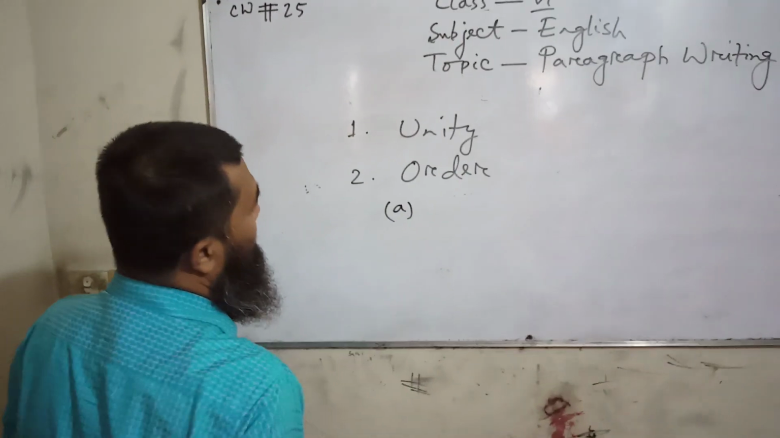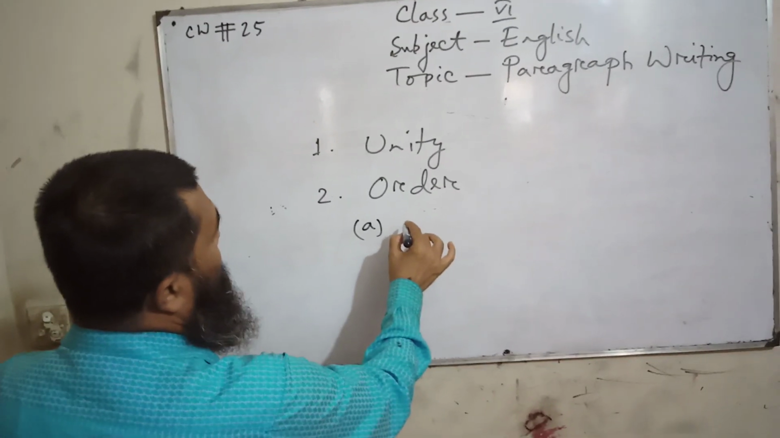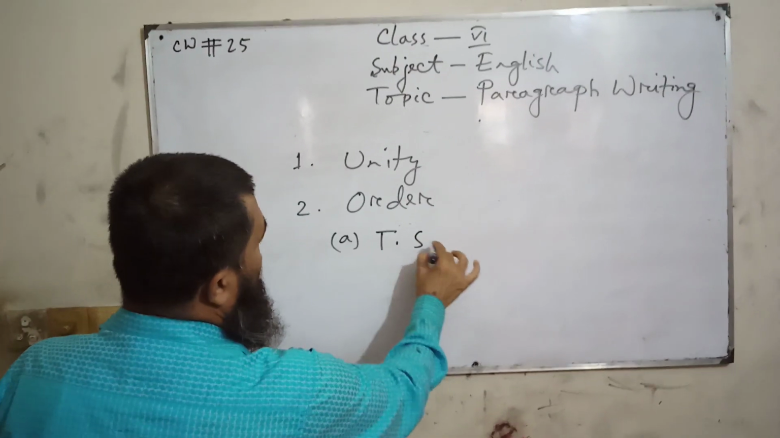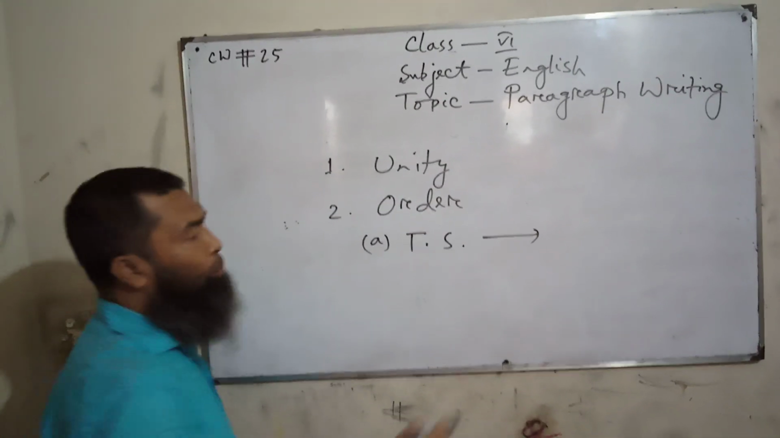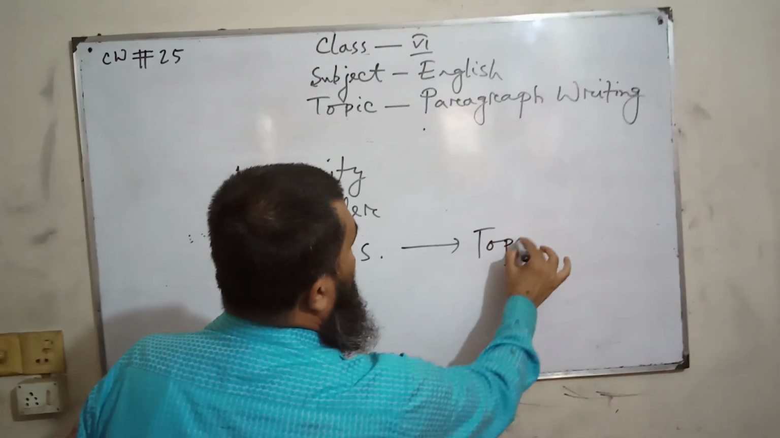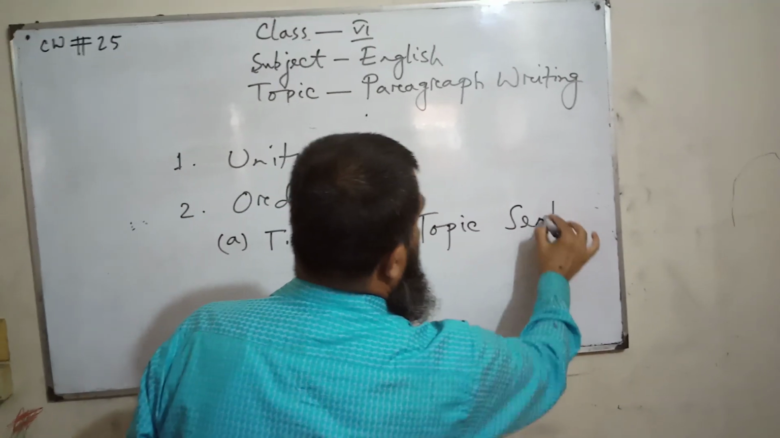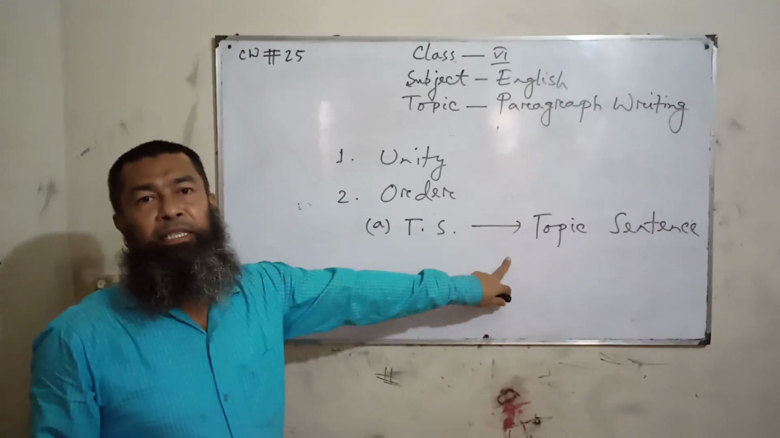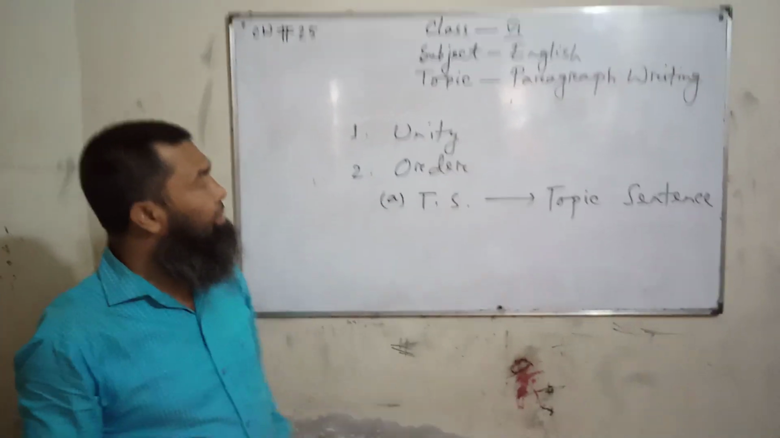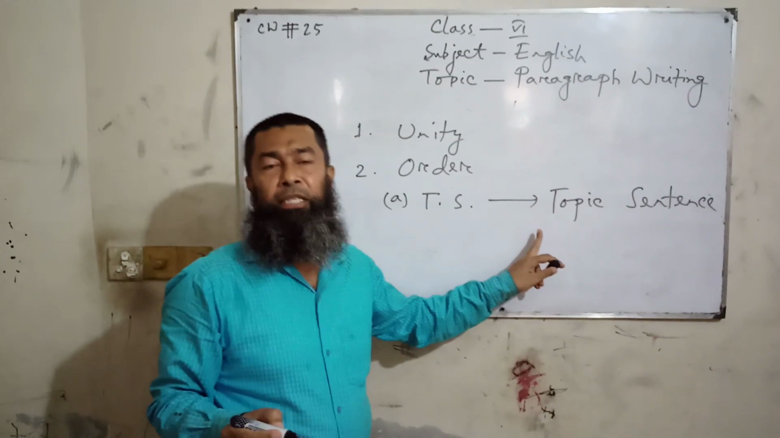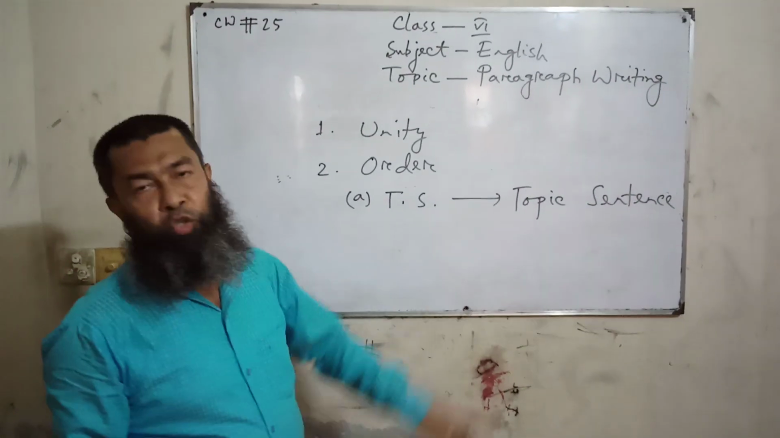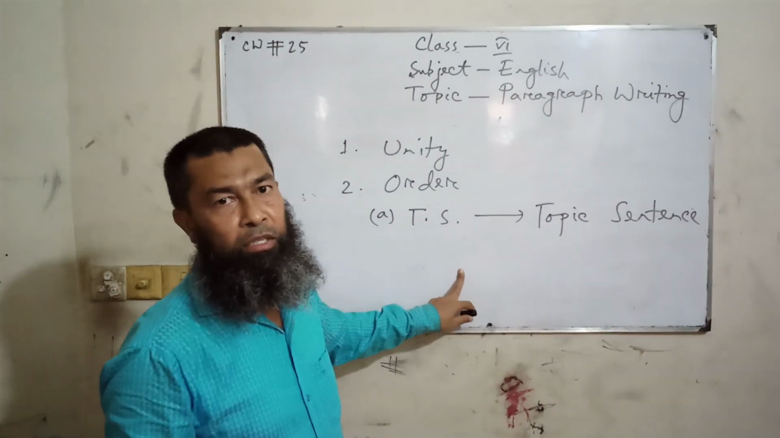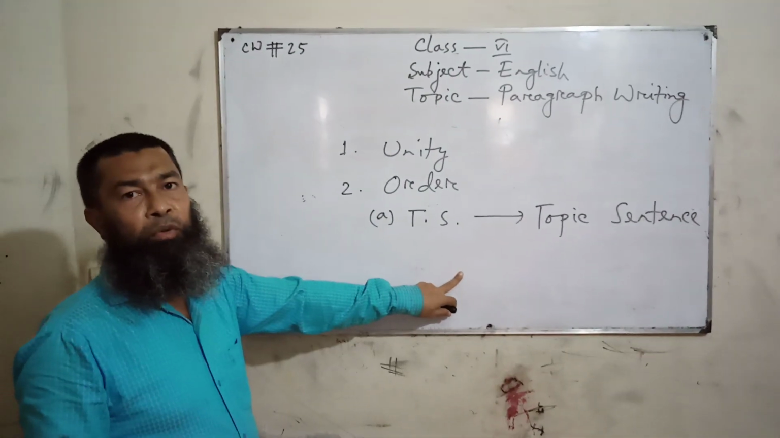First of all, you have to follow the topic sentence. It is called TS. TS means topic sentence of the paragraph. Topic sentence is the key sentence of the paragraph because this sentence unlocks the paragraph. It opens the paragraph. So, this sentence should be written in such a way that it should arouse the interest of the reader. It should be written in a very interesting and attractive way.